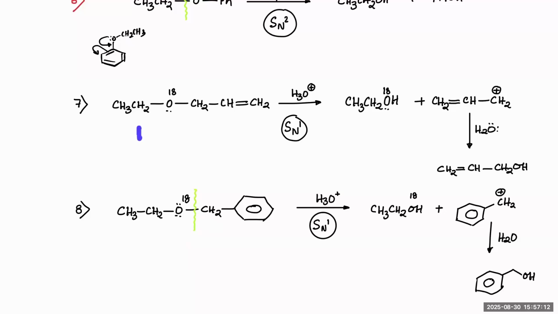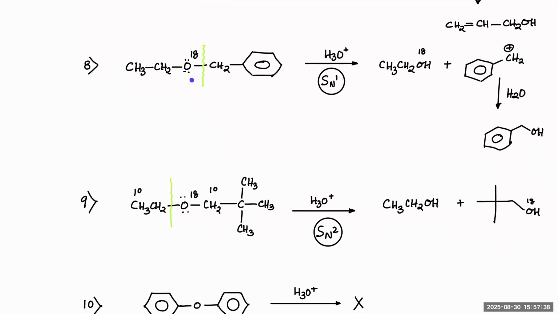Next one. This side is 1-degree, but this side it is 1-degree allyl. And like I said, if there is an allyl group, definitely you have to go for SN1. So first protonation will happen like this, and the bond will break here, making a carbocation here. Then water will attack on this position. So this carbocation will take water and you will get this product.